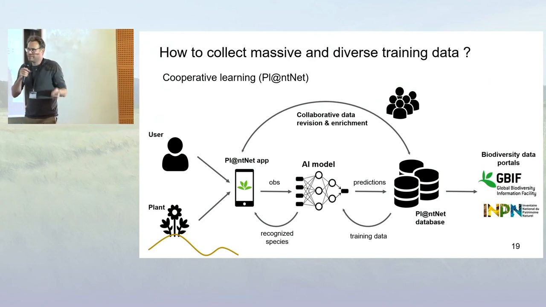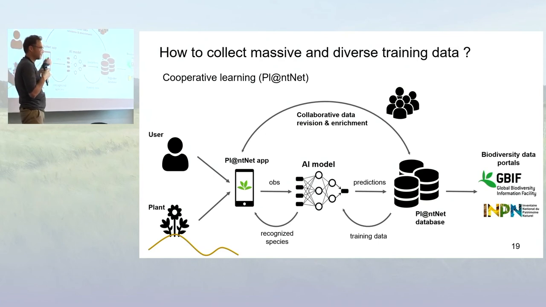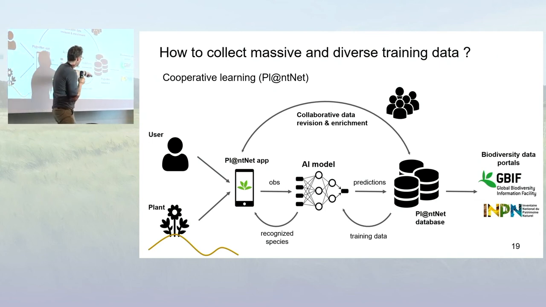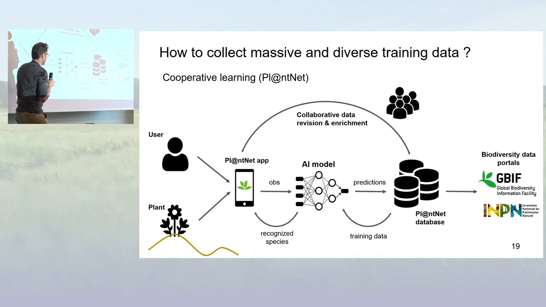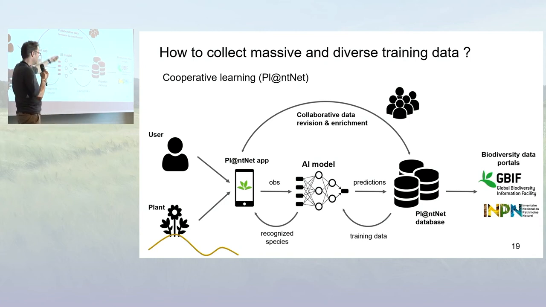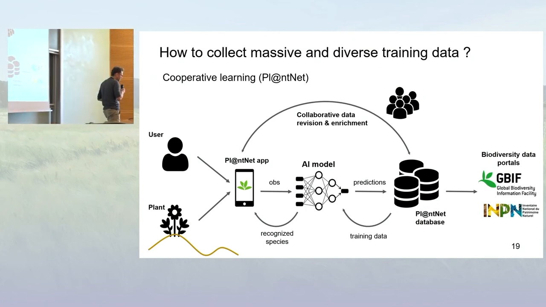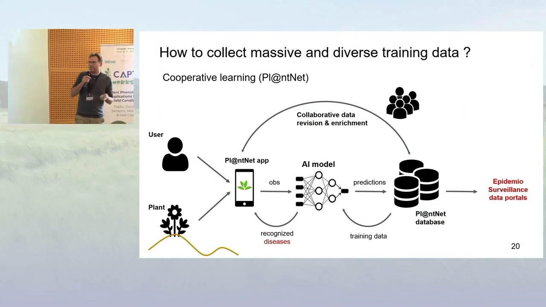And then we developed first models, and we delivered the app, and people started to enrich the database in a collaborative manner. Within the app, you can share your observation, the community can revise the observations, and when the observation is valid, it will enrich the model. So you have a kind of virtuous circle that allows you to increase your database, increase your diversity, and get more and more data. The valid part is now shared at GBIF, for instance. So what we would like is to do the same for disease.